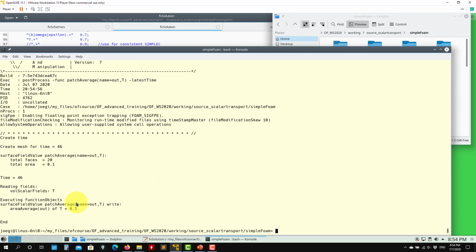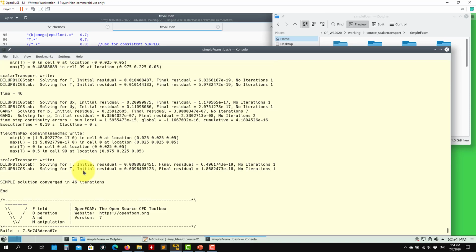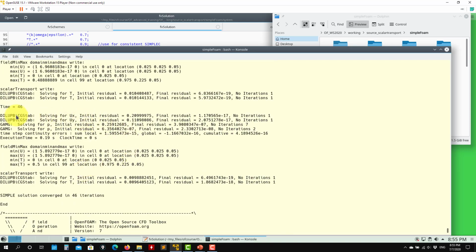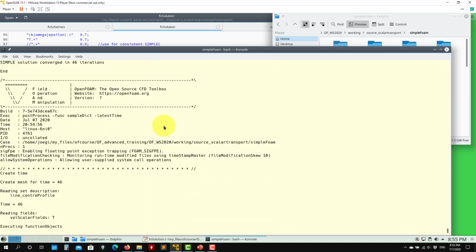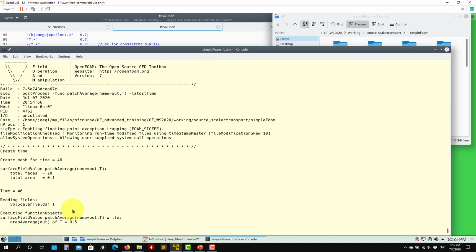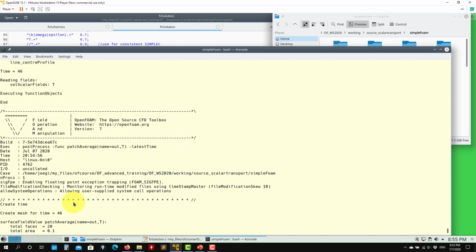In 46 iterations, it's running. So now here we're solving the full Navier-Stokes. You see that we have U, P, we have the pressure-velocity coupling, but the solution is pretty much the same as the previous. This setup is giving 0.5, previously it was 0.51. So see that they are very similar.